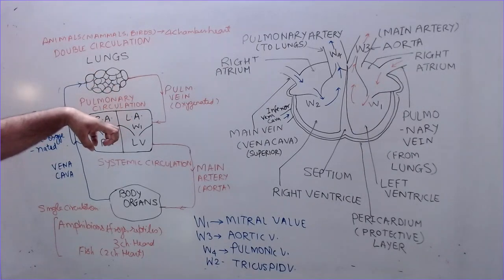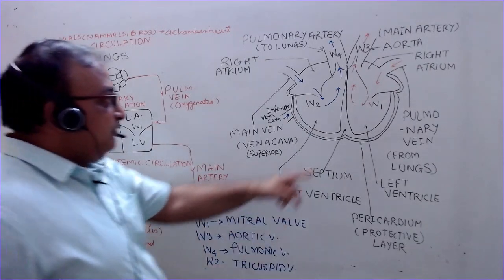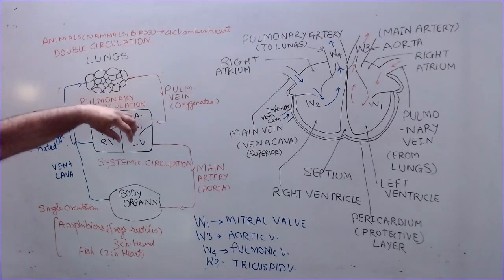When it contracts, then the blood flows through this valve, W1. W1 is which valve? It is the mitral valve. This is the mitral valve. The mitral valve allows the blood to flow into the left ventricle.